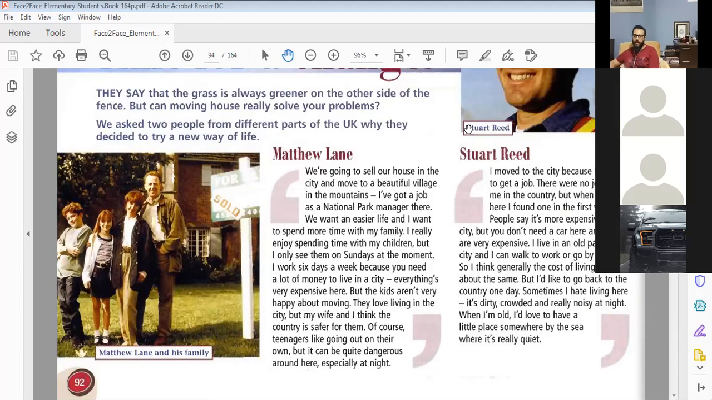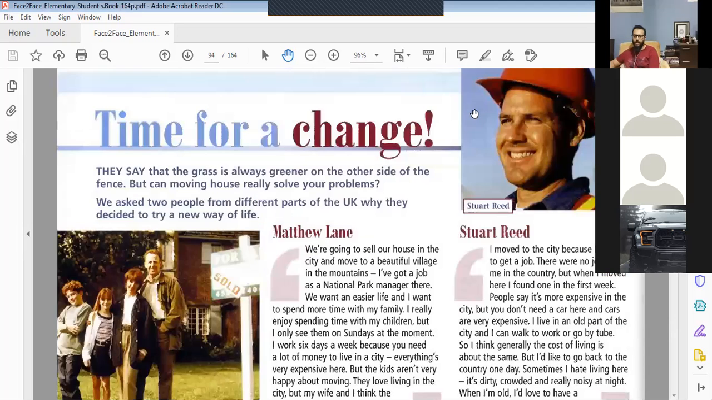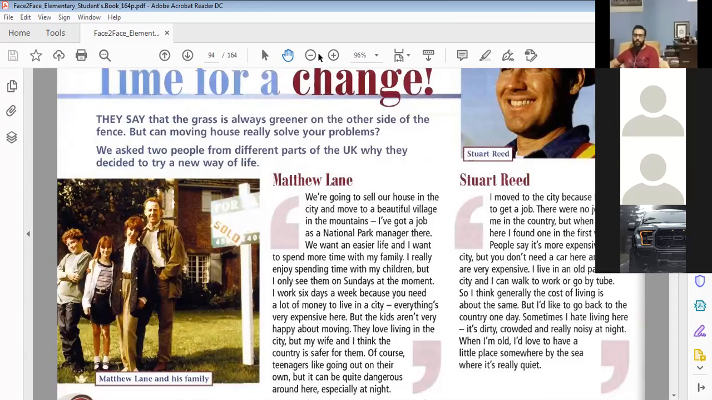Okay. Now, last question. Where does he want to live in the future? In the beach. Yeah, he wants to live near the beach. Why does he want to live there? Because it's really quiet. Correct. When he gets older, when he becomes an old man, he wants to live somewhere quiet.